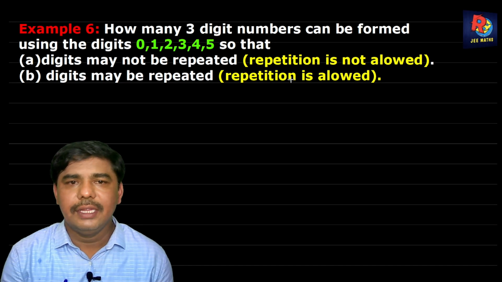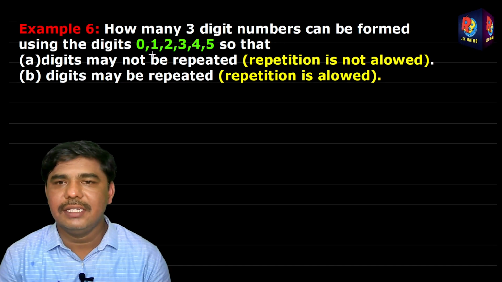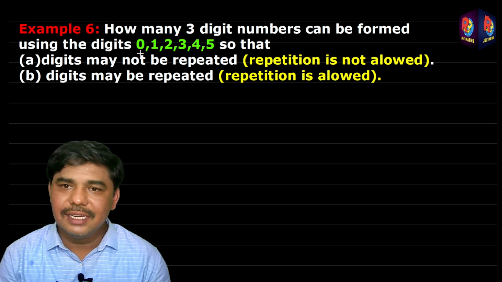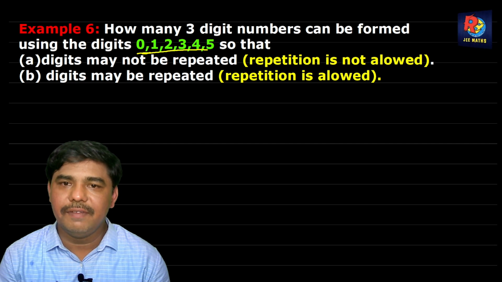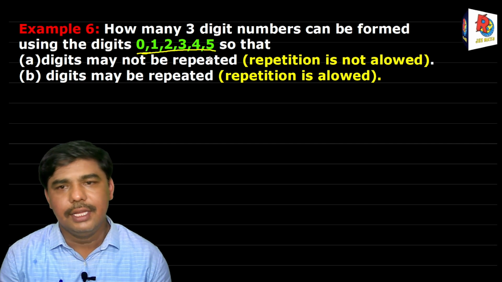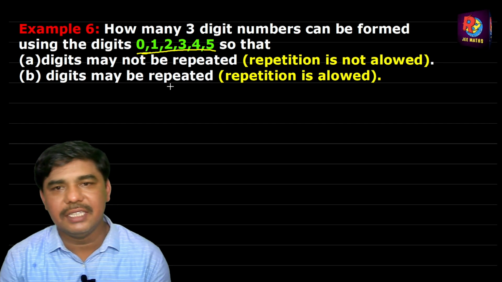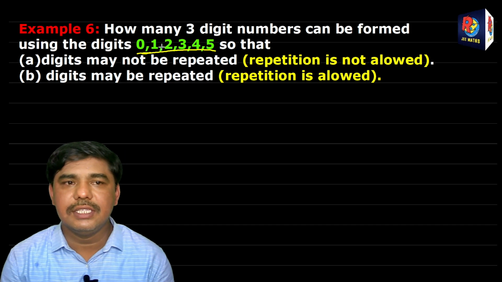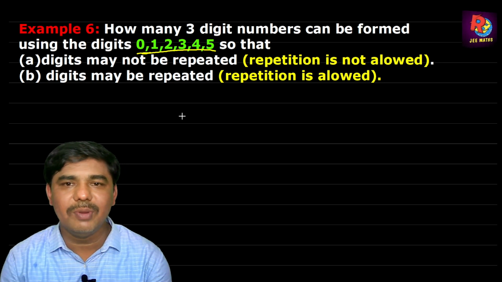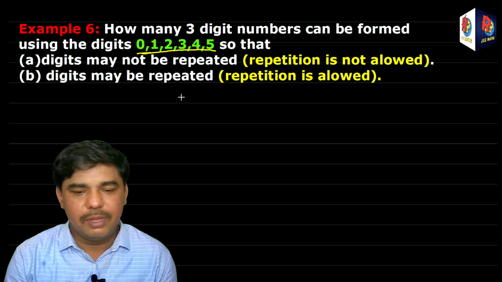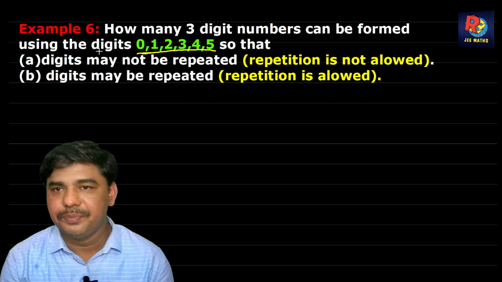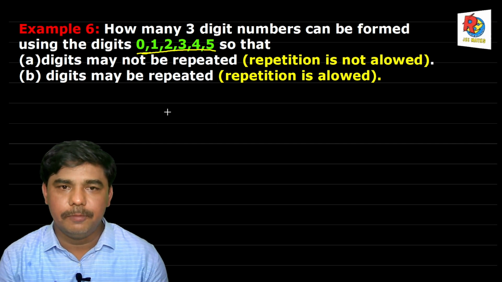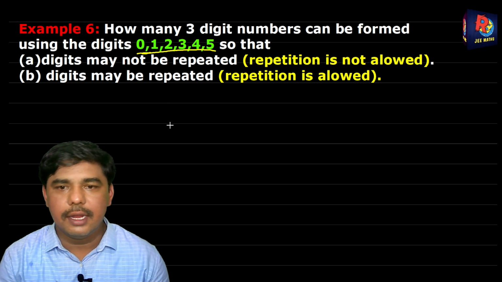How many 3-digit numbers can be formed using the digits? The difference in this question is that here 0 is included. That is the important point. In the previous question, 0 is not included. It is the same question, when repetition is allowed and when repetition is not allowed, all those are the same. The only difference is 0 is included. Just observe this. So we will go for the first one, when repetition is not allowed.